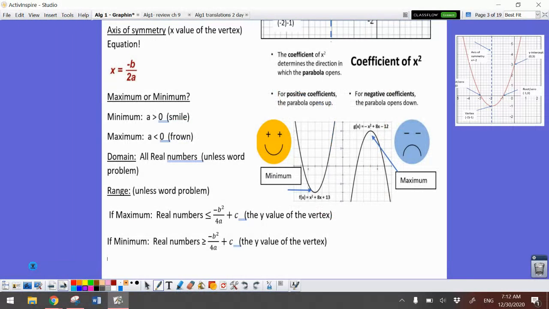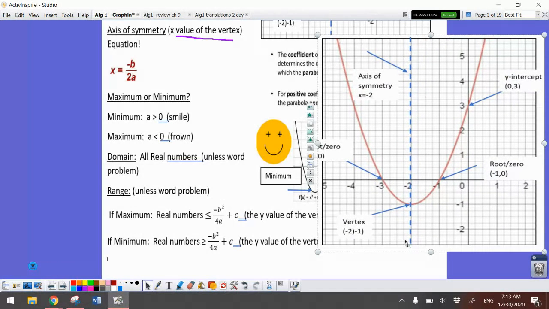Okay, now the axis of symmetry, that one is negative b over 2a. So it's actually the x value of our vertex. Okay, it's actually the x value of the vertex, because when we think about our axis of symmetry, it runs through the middle of our parabola, which means it has to run through the vertex.